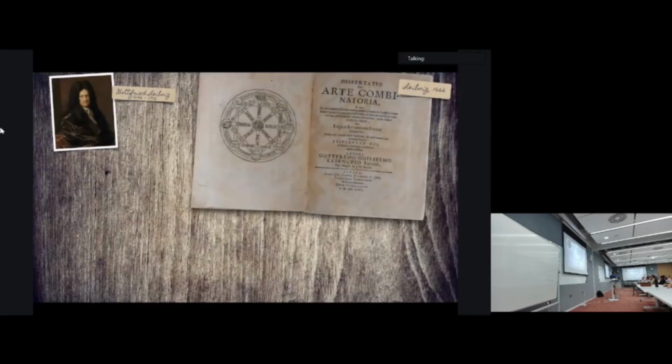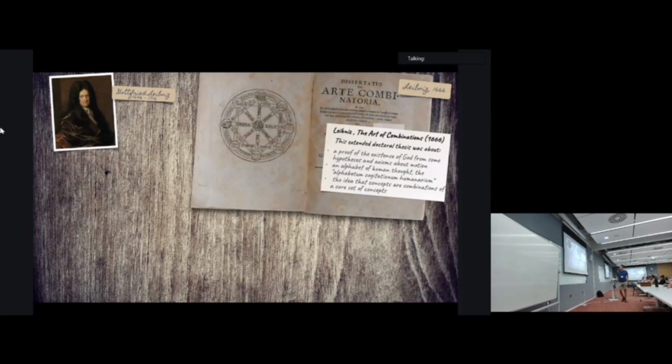Gottfried Leibniz finished his PhD thesis in 1666 on the art of combinatorics. And this is a really interesting read. It's an extended thesis about the proof of the existence of God from some hypothesis about various axes. And in particular, the thing that's interesting to us as programming languages people is that he had in there an alphabet of all human thought as his goal towards what he was trying to achieve.